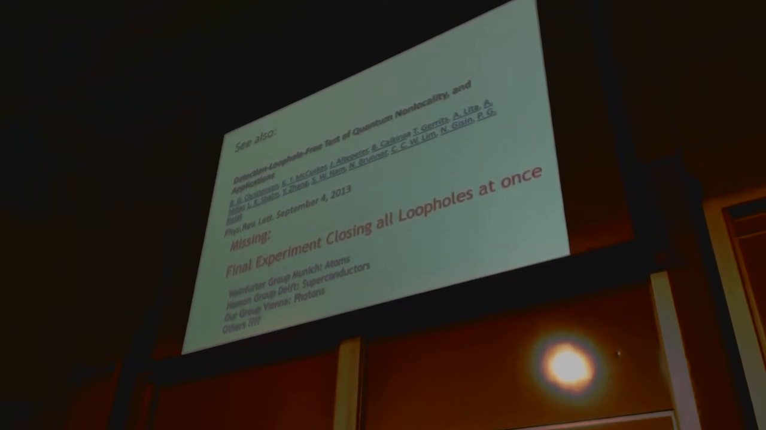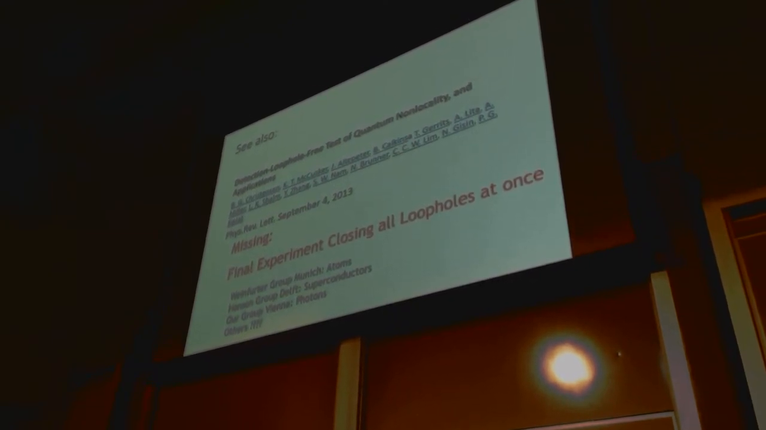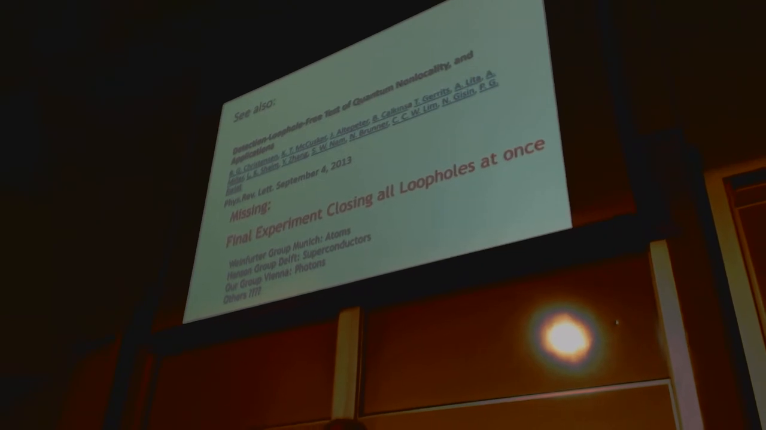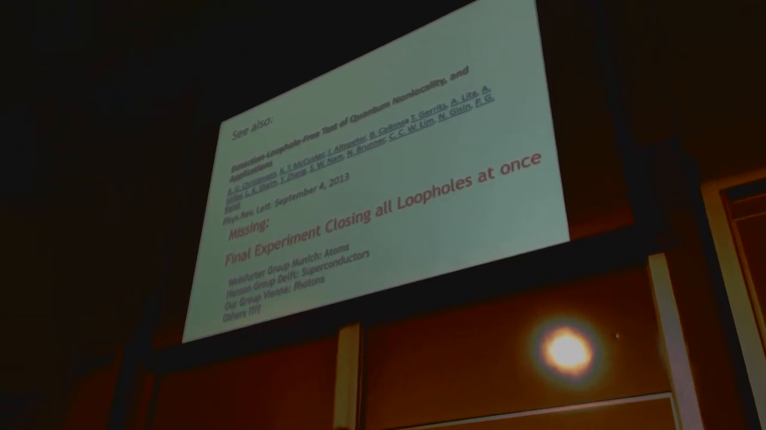This is, by the way, not just playing games. It is also known that a definitive loophole-free experiment would finally prove that what is called unconditional quantum cryptography is possible without any additional assumptions. Now, what is missing is a final experiment which closes all loopholes at once in one experiment. There are a number of experiments going on. We are working on one. Harald Weinfurter in Munich is working on one. A group in Delft is working on one, and so on.